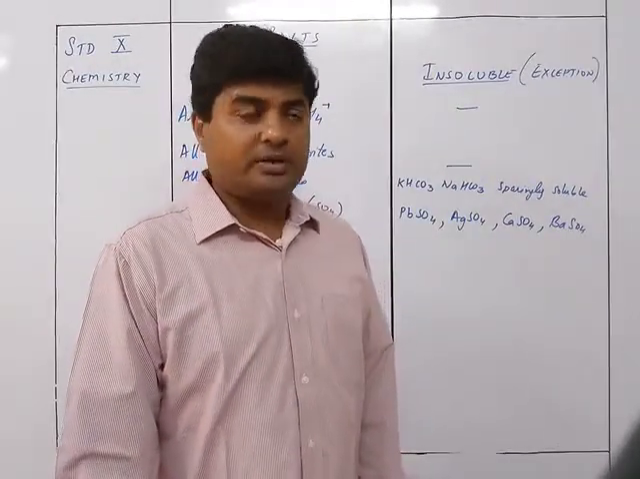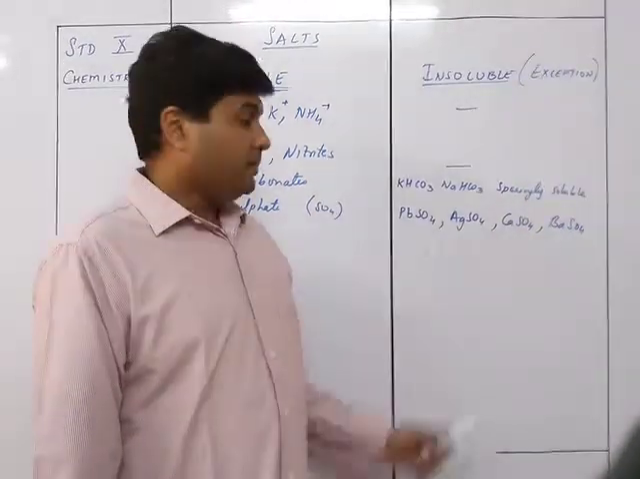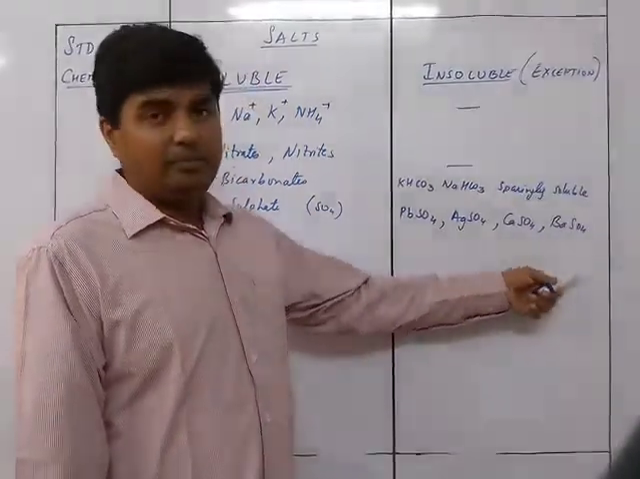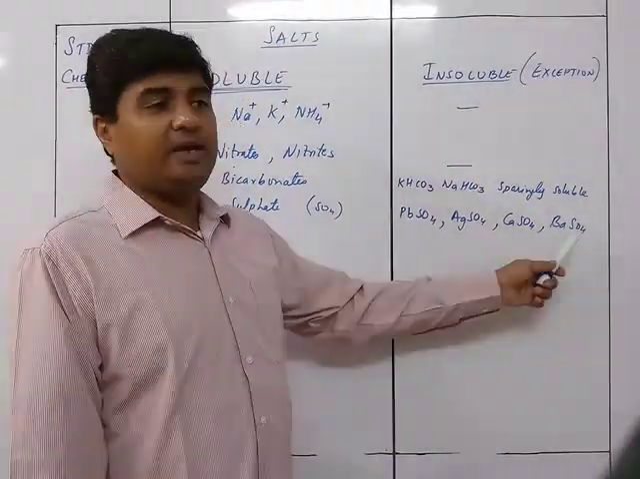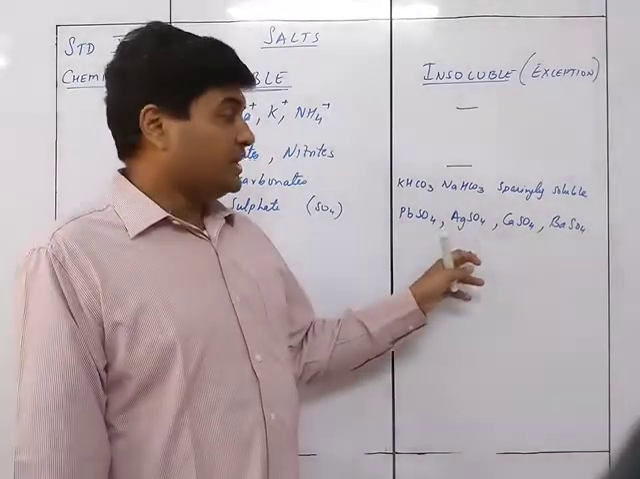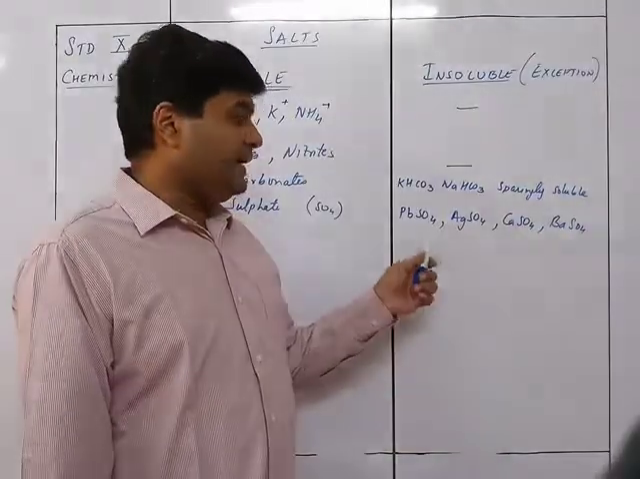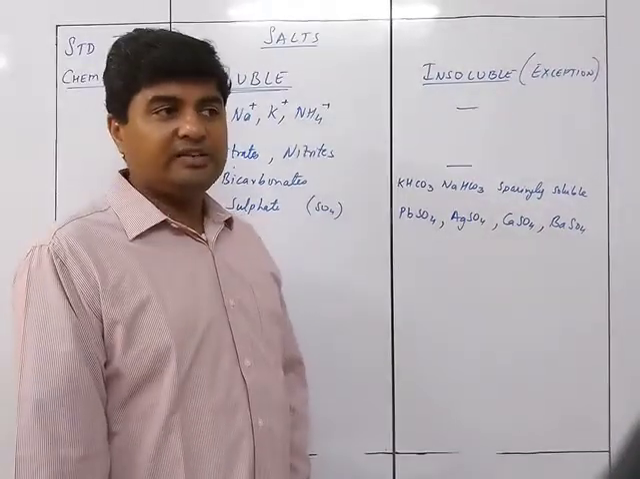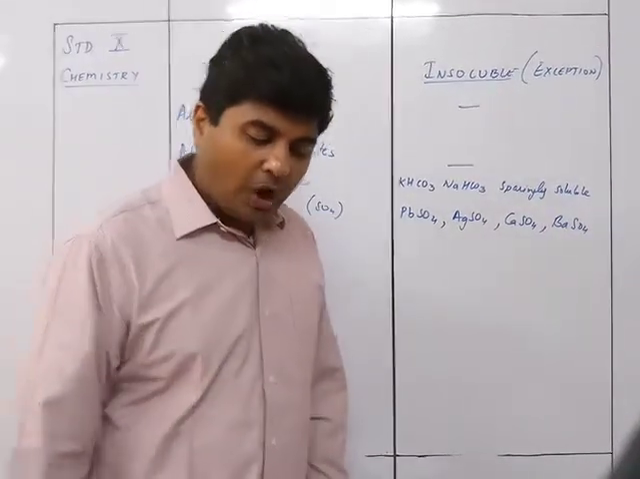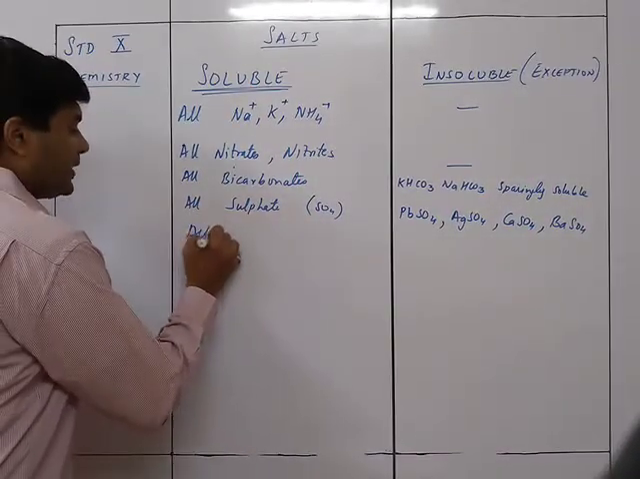So the exception is Pb, Ag, Ca, Ba. Okay, lead, silver, calcium, barium sulfates are not soluble. All other sulfates are soluble. The next are chlorides.